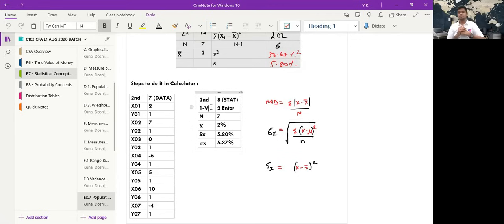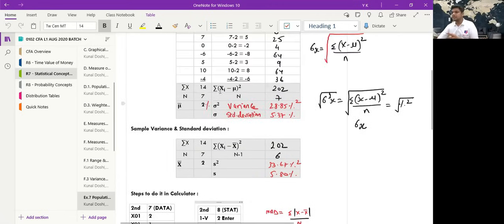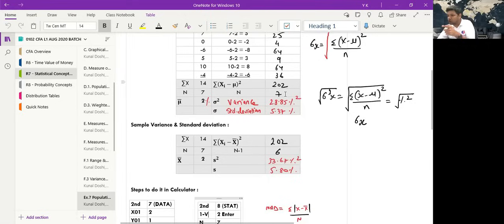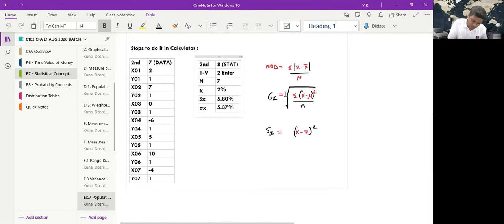Correct? See this. You did first x minus x bar. Then you do the square of it. Then you do the total of it. So I will do x minus x bar the whole square summation. Correct? Then you divide it by n minus 1. That's where you get variance, the average variance. And in order to convert to standard deviation, you do the square root of it. Clear, everyone?